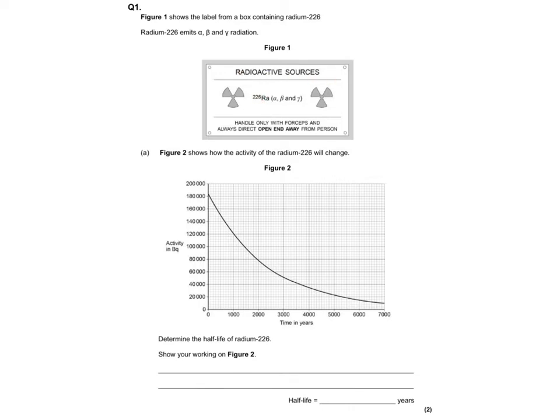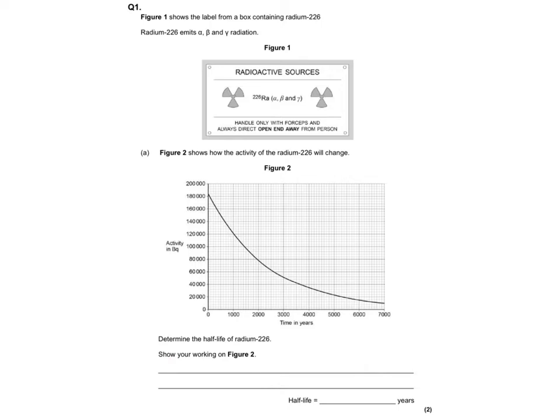Radium with a 226, which is the number of protons and neutrons. And it tells you it emits alpha, beta and gamma. Handle only with forceps and always direct open end away from person. It then goes into question part A, which is figure 2, which is this graph here, the half-life graph, shows how the activity of radium-226 will change. It wants you to determine the half-life of radium-226 and show your working on figure 2.